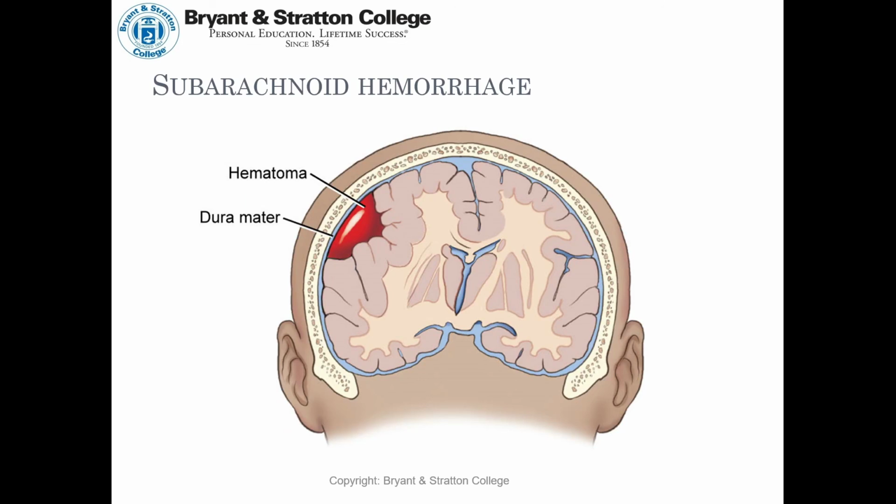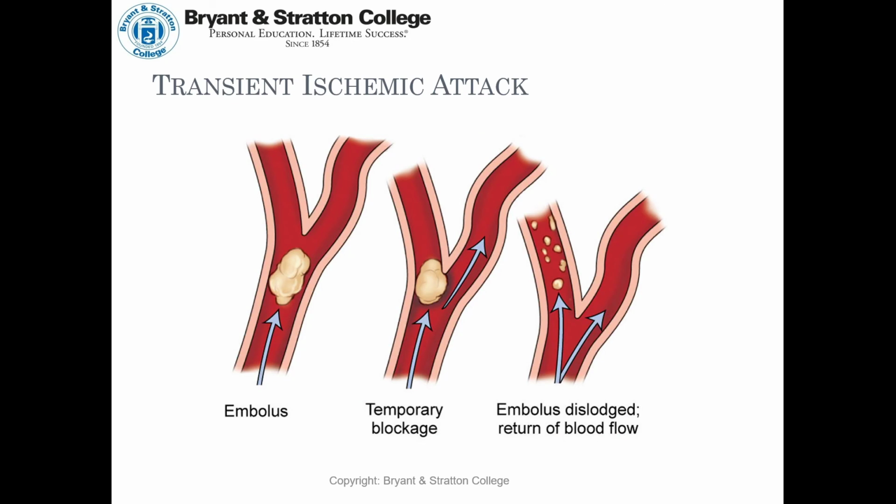So the subarachnoid hemorrhage, again, we see this in blunt force trauma to the head. It's definitely something that needs treated very quickly. So we see a transient ischemic attack here. Again, this is different from a cerebrovascular accident because of the time frame. We typically don't have long-term permanent damage. Now, with someone that has a TIA, it's very likely that they could end up with a full-on stroke very soon.